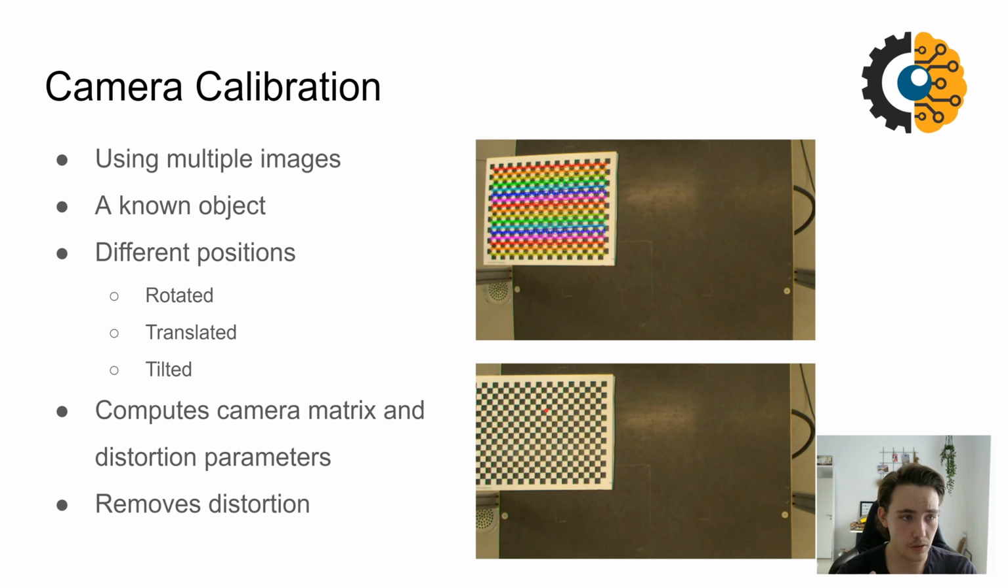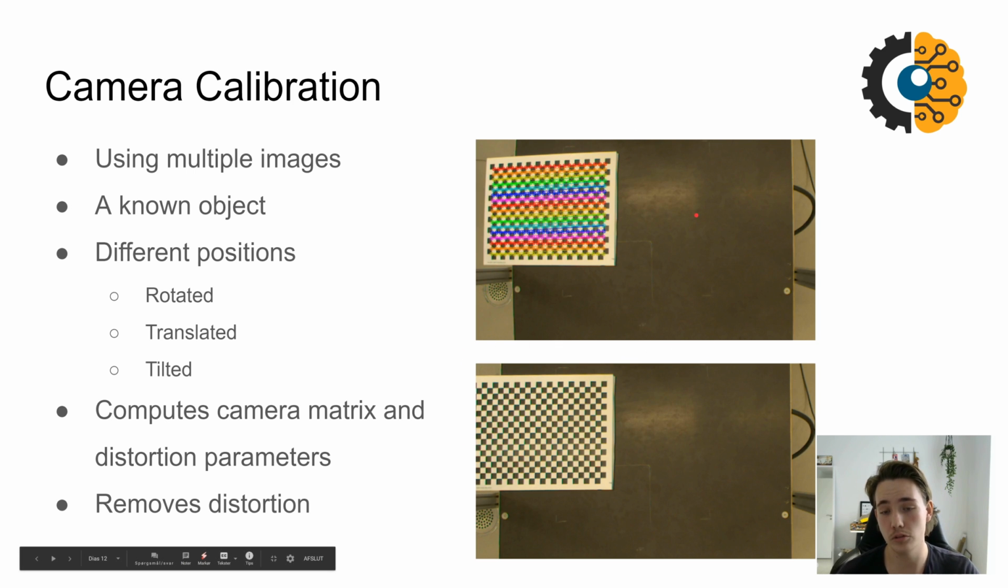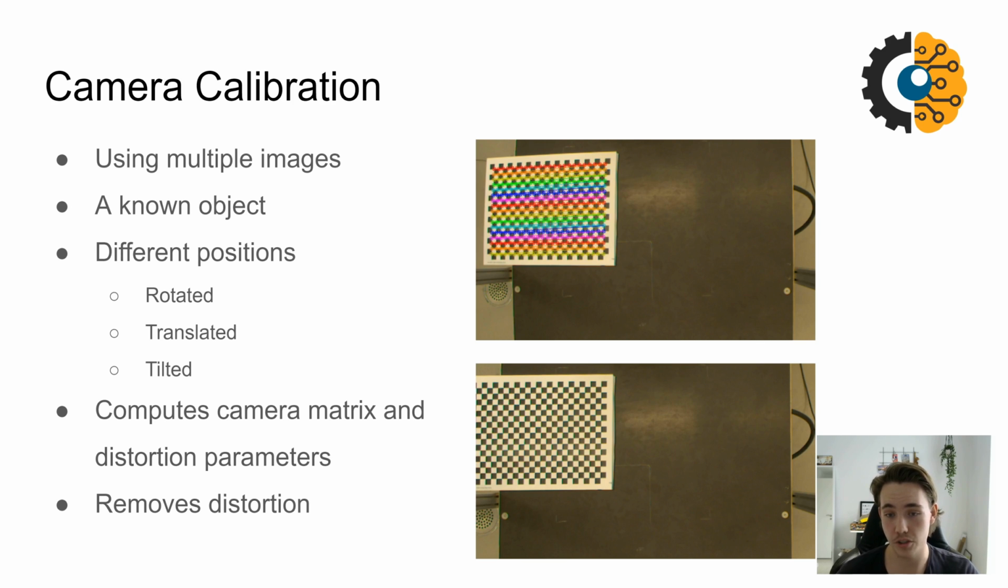Now we're going to talk about camera calibration, before I show you how to implement it in OpenCV and actually do camera calibration on images. When we're doing camera calibration, we use multiple images, and we need a known object in our image. One of the most used examples is this chessboard, where we know the length between all squares and how many squares there are, so we know the object that we're calibrating our image on.